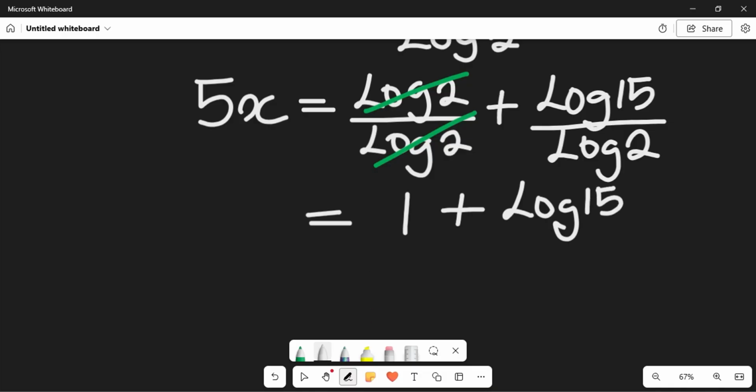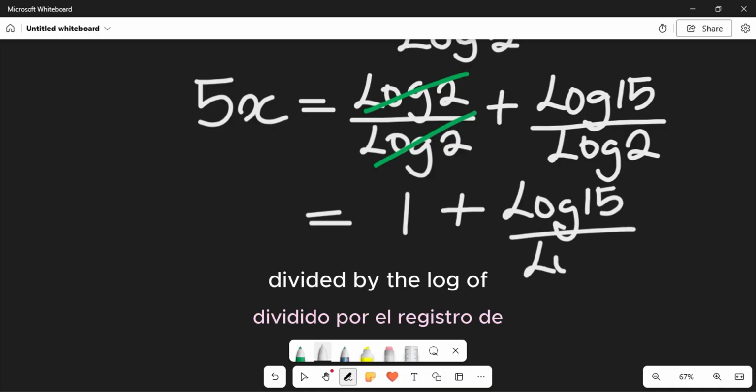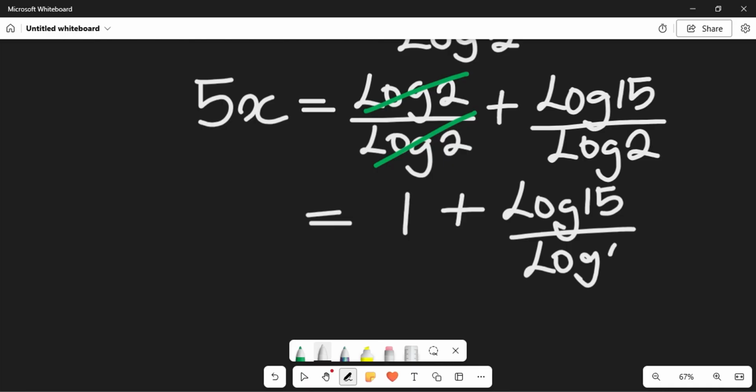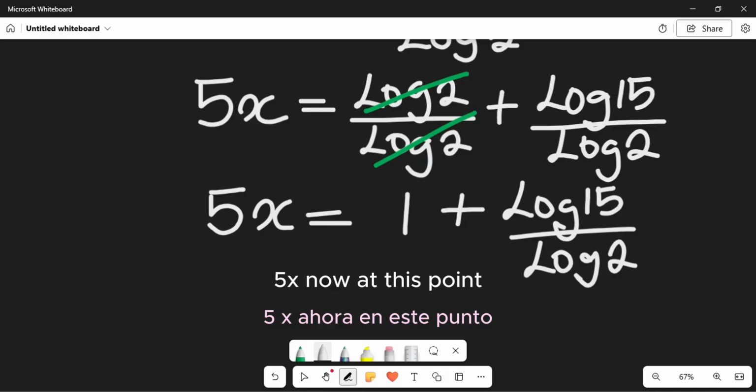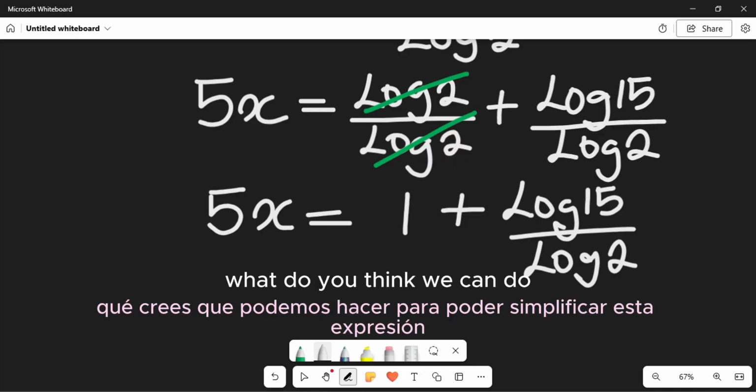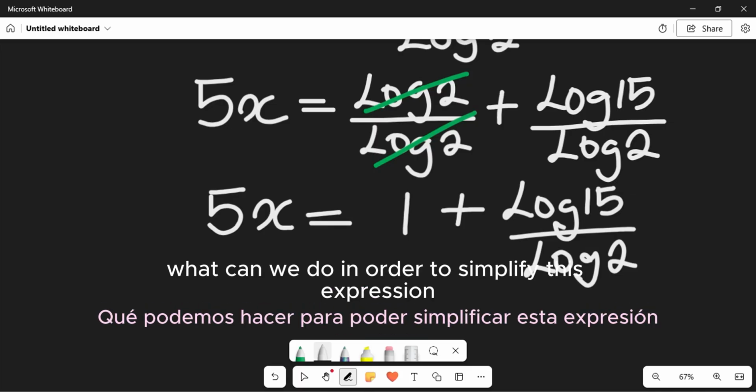15 divided by the log of 2. And this is going to give us 5x. Now, at this point, what do you think we can do in order to simplify this expression? What can we do in order to simplify this expression?